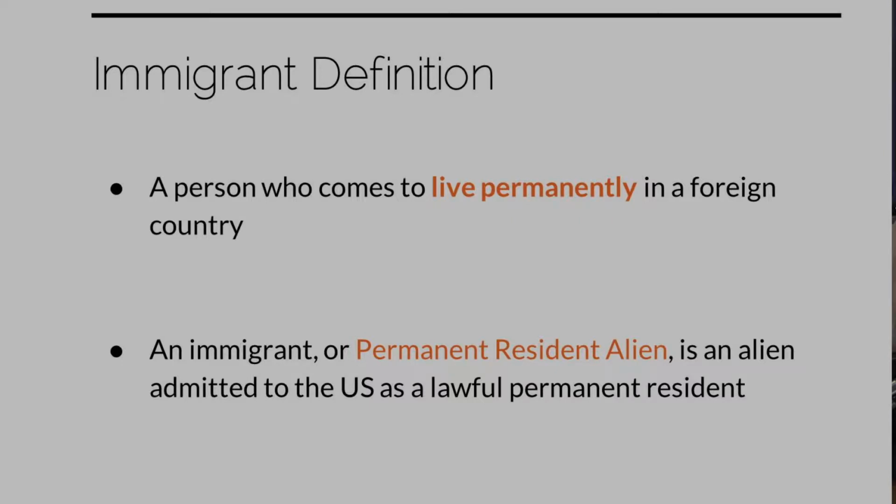First of all, just to start, the definition of an immigrant is a person who comes to live permanently in a foreign country. An immigrant or permanent resident alien is an alien admitted to the U.S. as a lawful permanent resident. And in the last session, we went through the immigration timeline, and of course, since the beginning of the United States as we know it, our country has been settled and worked by immigrants.